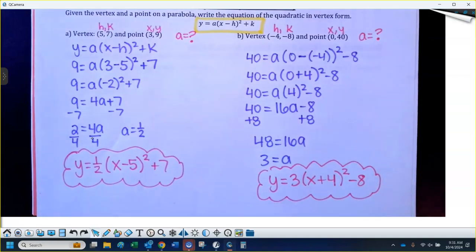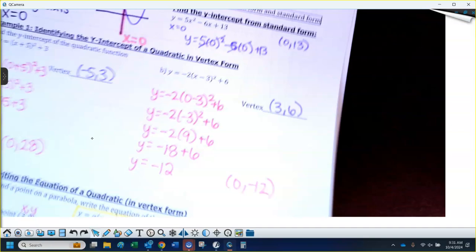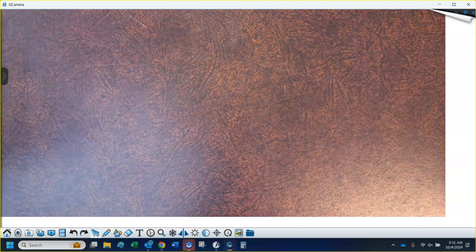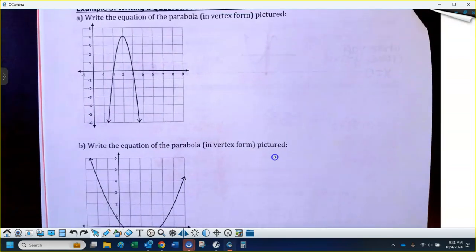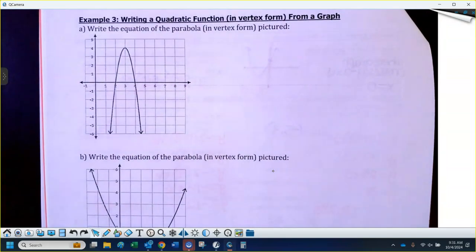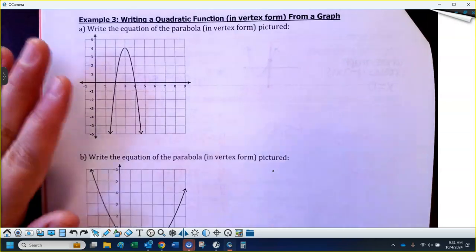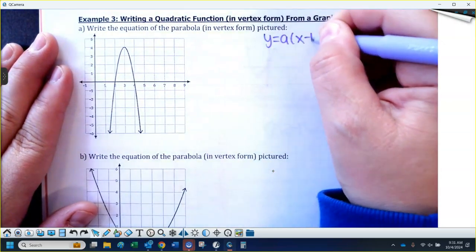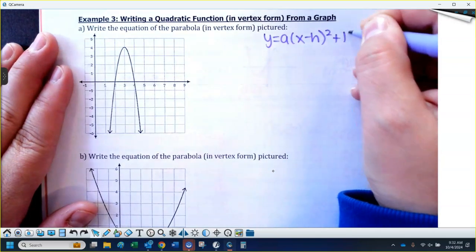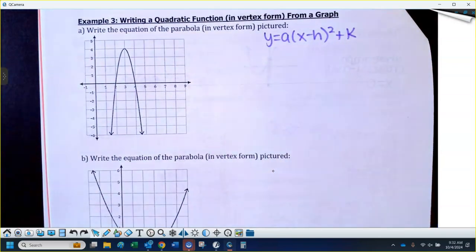Okay, now I'm going to give you kind of the same question, but I'm going to give you different information here. So I'm going to give you a picture of a graph. And I'm going to ask you to do the same thing. And forgive me, let me just write the vertex form one more time so you guys can see it. You don't have to write this. I'm just going to ask you to write me the equation, just like we did on the other side. Write the equation of this parabola in vertex form. I'm just giving you different information here. I'm going to give you a picture.